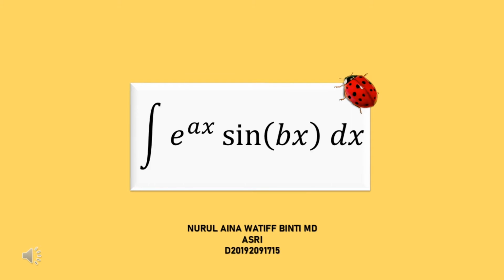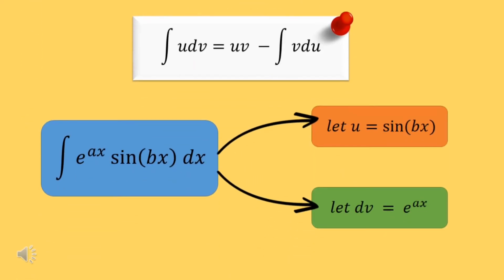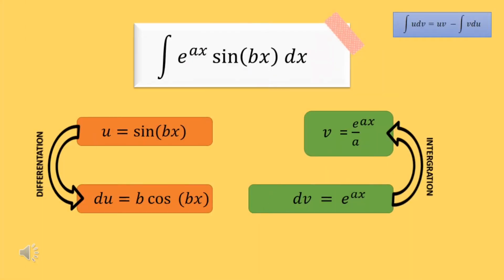The first question, for question 2, is integration of exponent ax sine bx. Based on the main formula, we need to find u and dv from the equation. So we let u equal sine bx and dv equal exponent ax. After that, we need to find du and v.